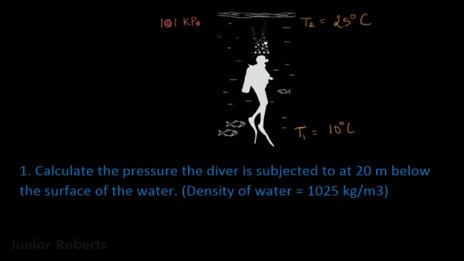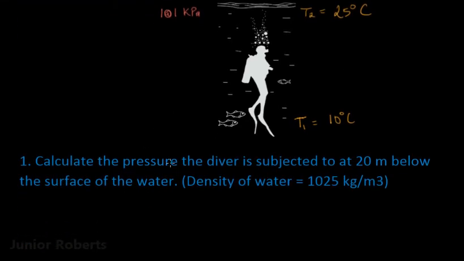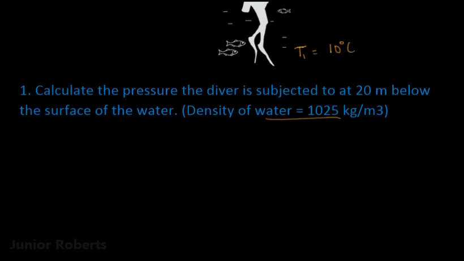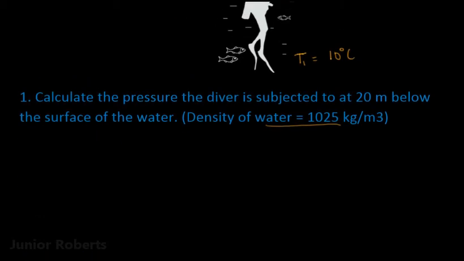The first thing that the question wants us to do is to calculate the pressure that the diver is subjected to at 20 meters below the surface of the water. And we are given that the density of water is 1025 kilogram per meter cube. So, to solve this portion of the question, we're going to look at the fluid pressure.